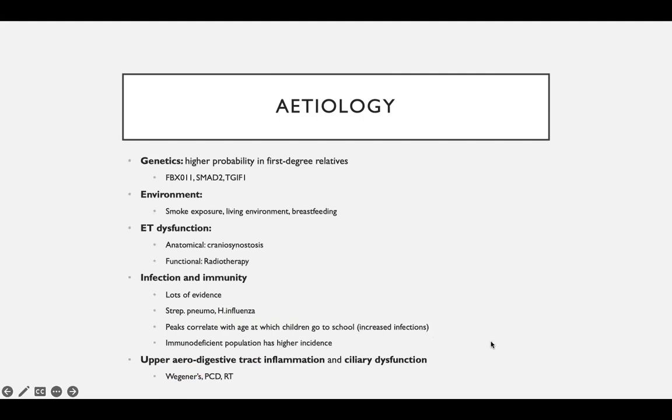Further on the etiology, there are several etiological factors that have been cited: genetics, environmental factors, as I said, eustachian tube dysfunction, infection and immunity, and also upper aerodigestive tract inflammation and ciliary dysfunction, which I'll go through in a bit more detail later on.